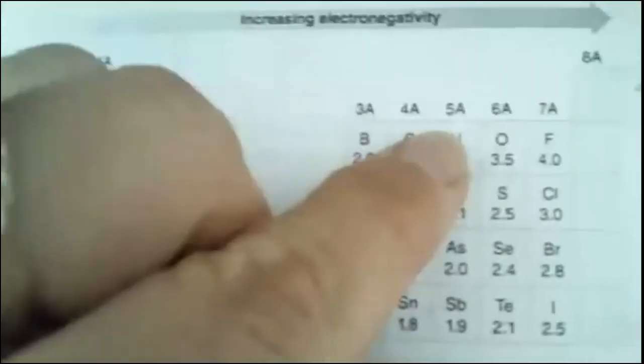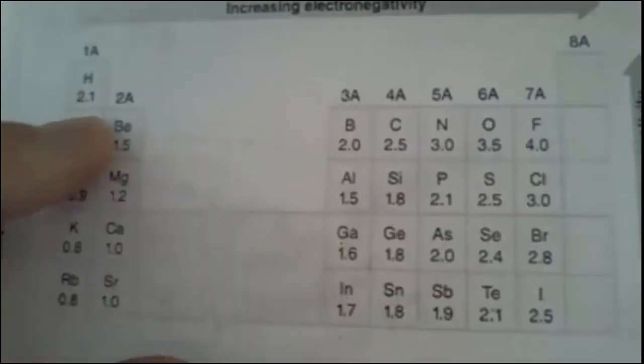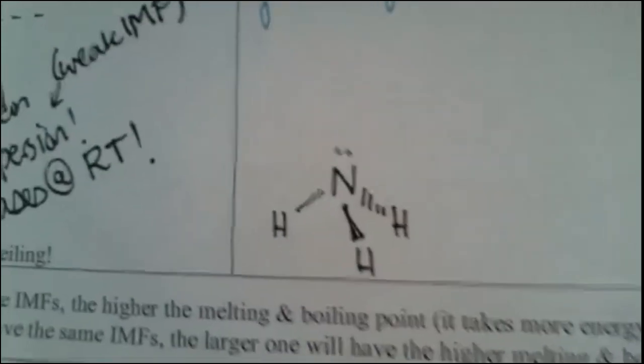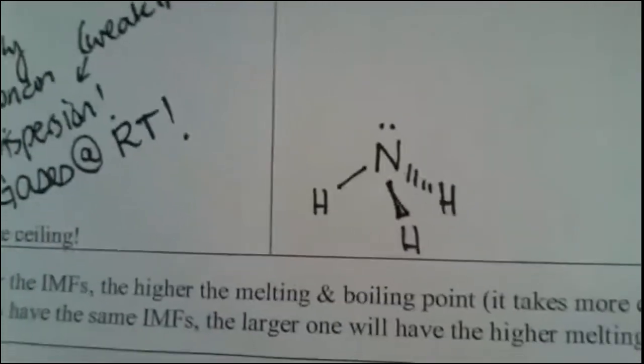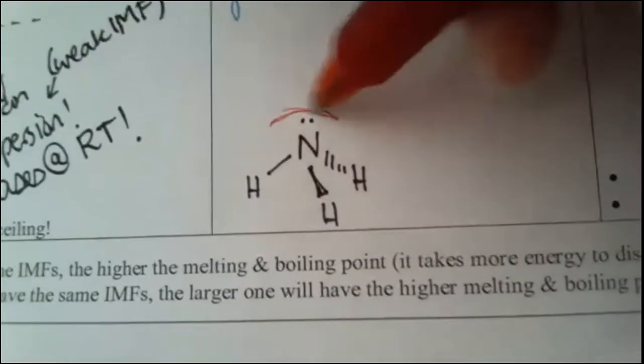So nitrogen electronegativity 3.0, hydrogen 2.1. So that's a 0.9 electronegativity difference. So yes, those bonds are polar, and the overall shape of the molecule lets us see that there is a side of the molecule with more electron density than the other side, and so that means it is a polar molecule.